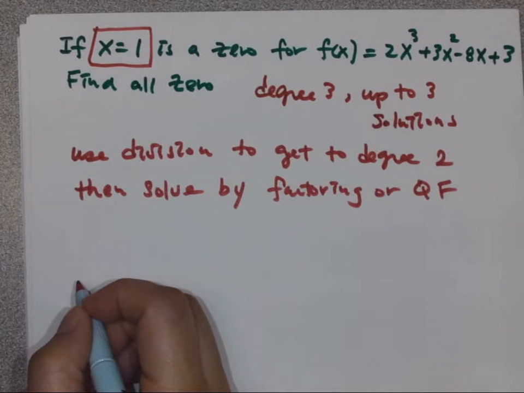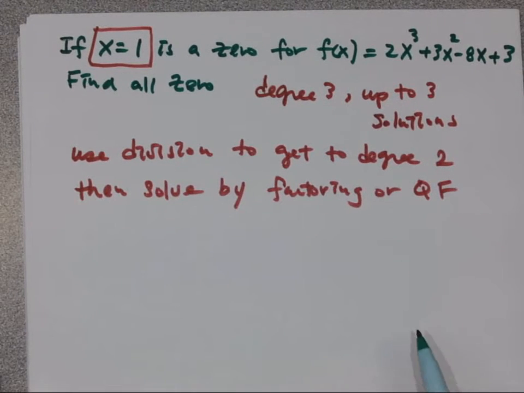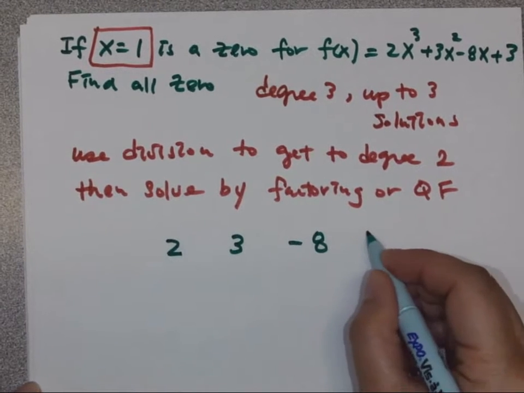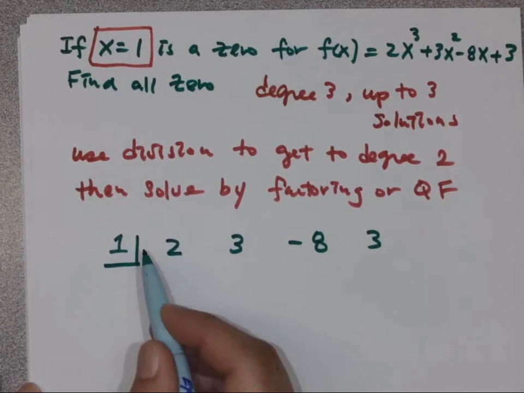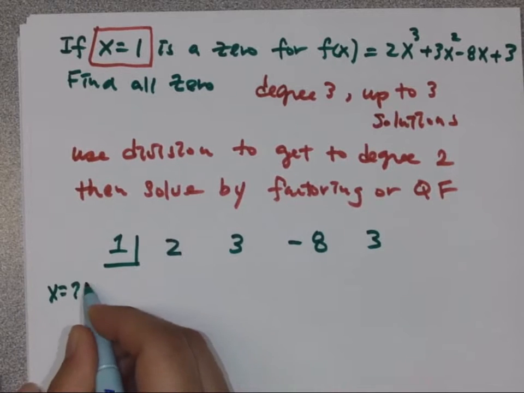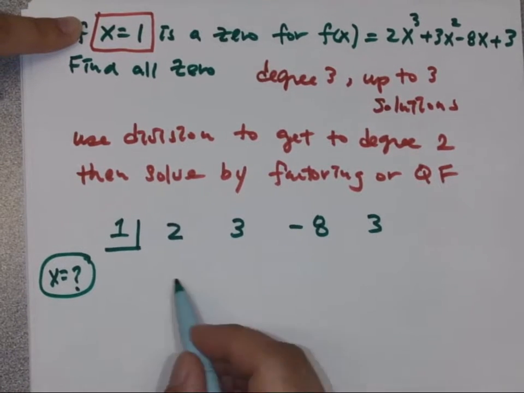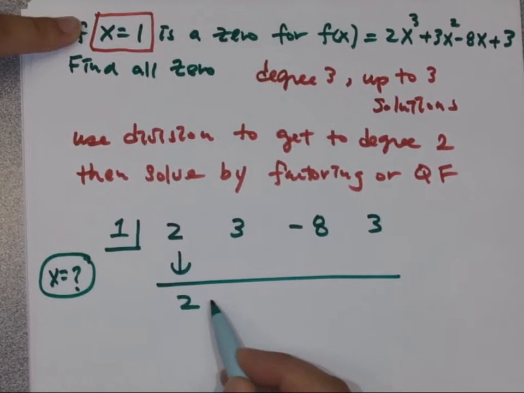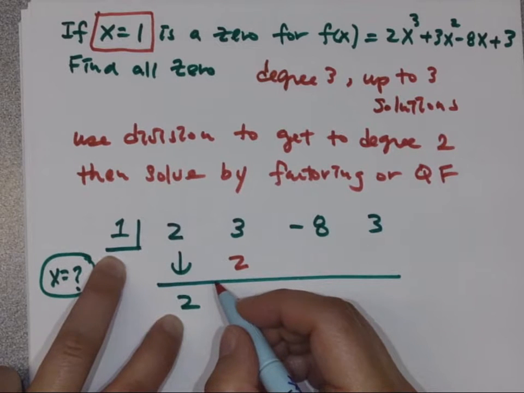Okay, so let's see. So we need to divide. Can we do synthetic division for that? Yes. So you have 2, 3, -8, and 3, right? And what do I put in that corner? 1, because this is x equal to what, right? They already told you x equal to 1 from the divisor, so we got that. And we first do what? Bring down the 2. 1 times 2 is going to be 2. And then we bring that up.